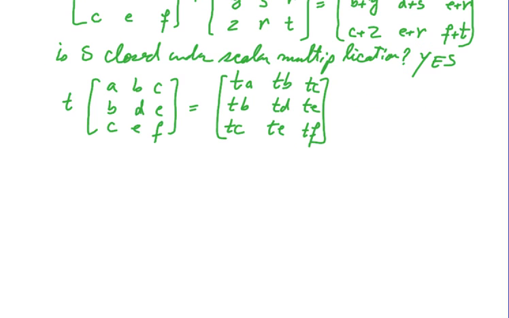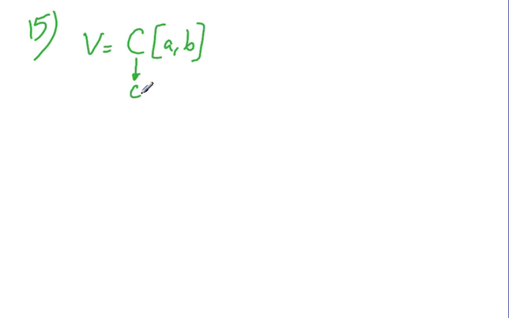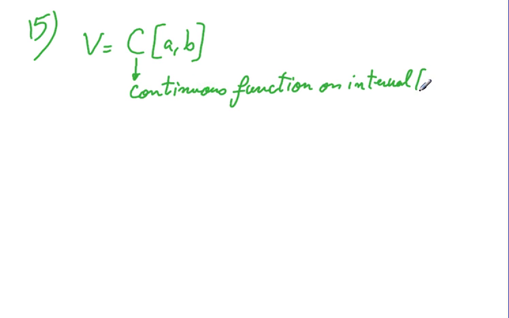Let's take another example. Just the language is different. V is equal to C of A, B. Who is that? This is a notation like many other notations in mathematics that one might not have seen. This is problem 15. This stands for continuous functions on the interval A through B. So it's just a shorthand for that expression.